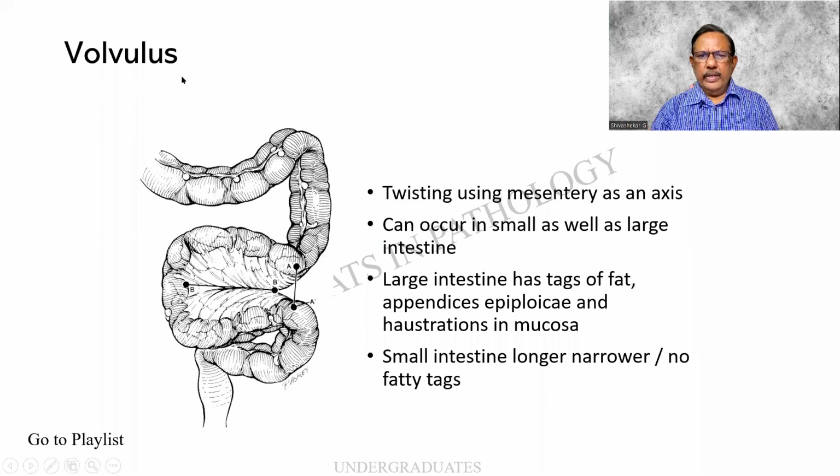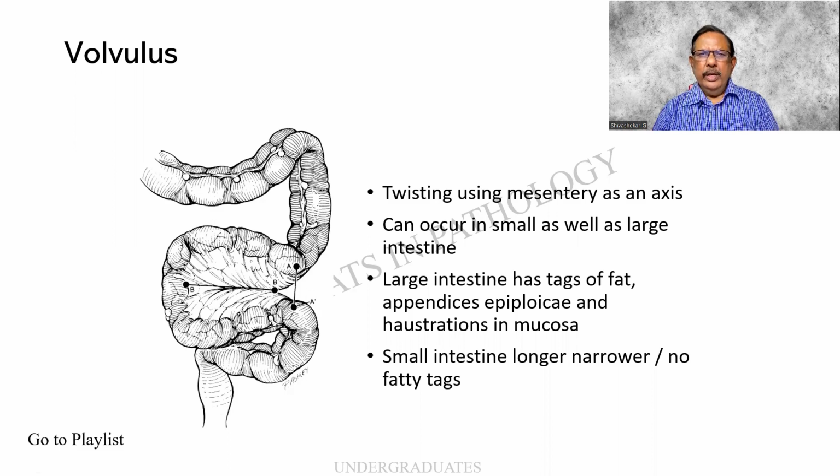Now, what is a volvulus? It is the twisting of the intestine around itself using the mesentery as an axis. It can occur in the small intestine as well as the large intestine. It is said to be more common in the sigmoid colon of the large intestine.